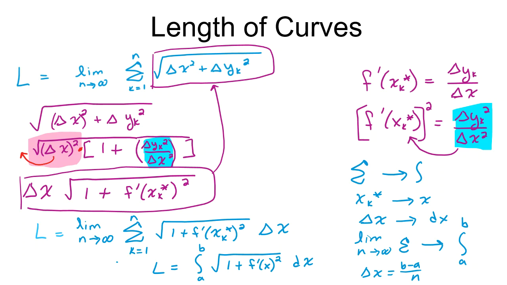Beautiful. There it is. That is the formula to find arc length. So in a future video, we will look at some examples, but this formula will give you the length between x equals a and x equals b for a continuous differentiable function.